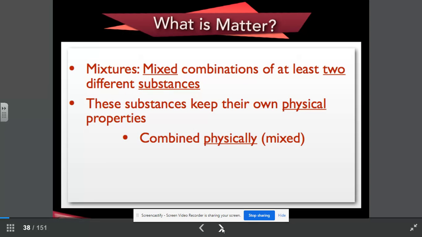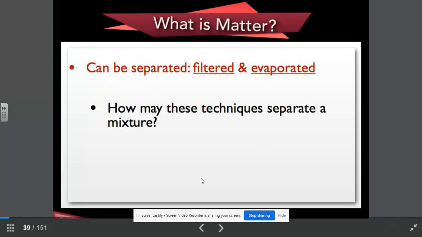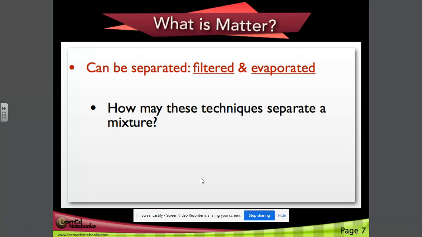Now let's talk about mixtures. Mixtures are mixed combinations of at least 2 different substances. These substances keep their own physical properties. So unlike compounds, where they're chemically changed, mixtures keep their own physical properties. They are combined and physically mixed. Mixtures can be separated. They can be filtered and evaporated.